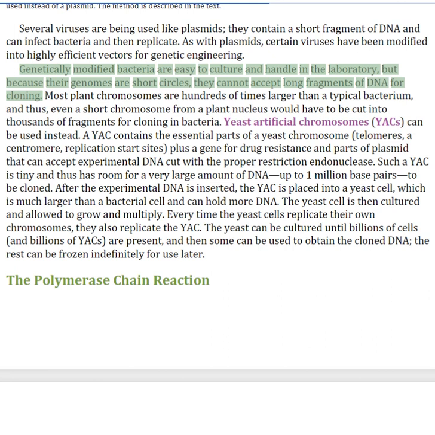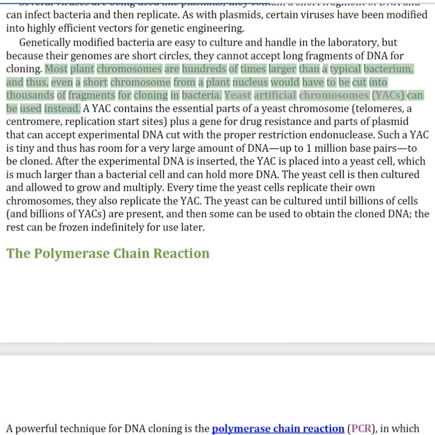Genetically modified bacteria are easy to culture and handle in the laboratory, but because their genomes are short circles, they cannot accept long fragments of DNA for cloning. Most plant chromosomes are hundreds of times larger than a typical bacterium, and thus, even a short chromosome from a plant nucleus would have to be cut into thousands of fragments for cloning in bacteria. Yeast artificial chromosomes can be used instead.